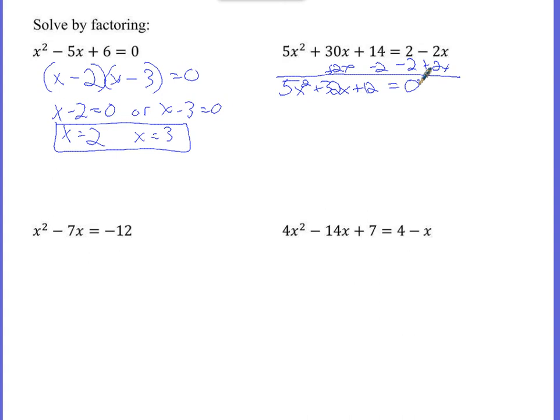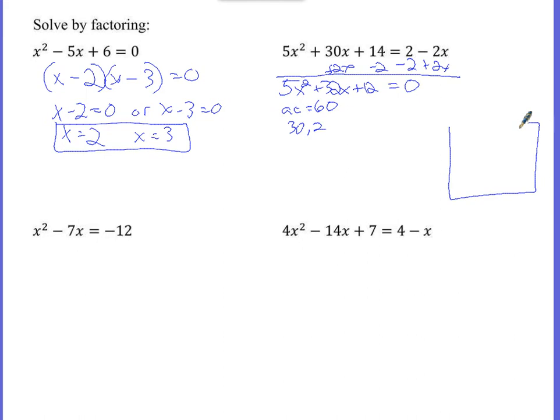Because A is not 1, I need to use the box method here. So I'm going to, what? AC equals 60. So I'm looking for two numbers that multiply to give me 60 and add to give me 32. This one probably jumps out at people right away. It's what? 30 and 2. 30 times 2 is 60. 30 plus 2 is 32. So I have my two numbers.